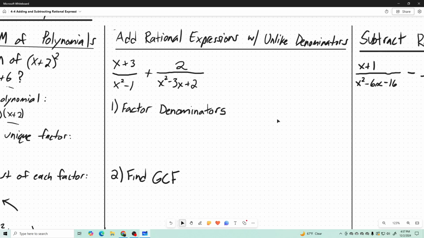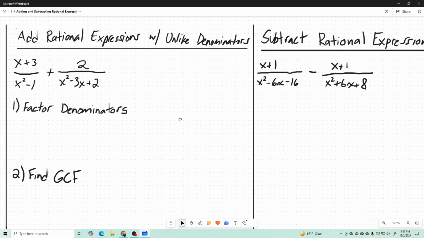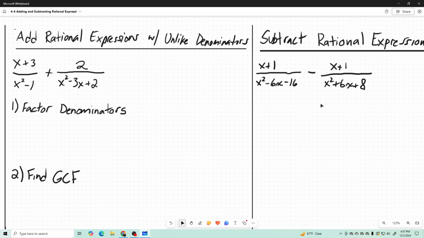All right. So now we're going to get into the big stuff here. Adding rational expressions with unlike denominators. This is going to be us factoring and then finding the GCF and then going back and forth between simplifying and factoring until it gets into its final form. So let's just do it. All right. So factor the denominators. That's the first step. So here we have x plus 3 over x squared minus 1 plus 2 over x squared minus 3x plus 2. All right, so let's factor the denominators.